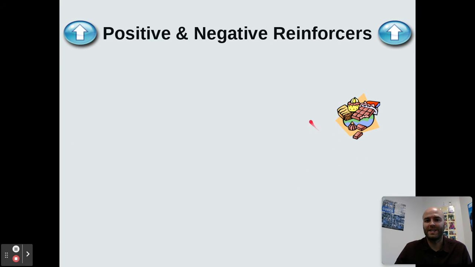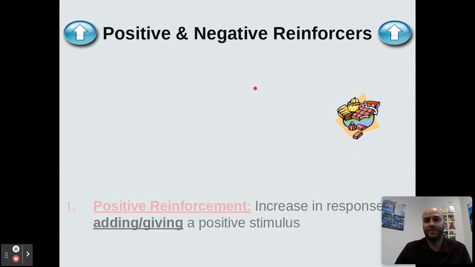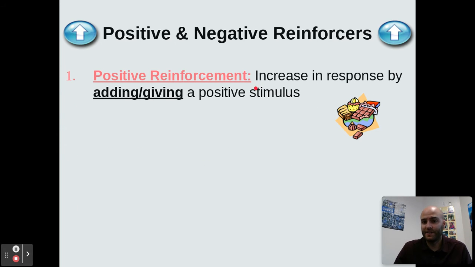Okay, so we have positive and negative reinforcers we're going to get into a little bit more. Positive reinforcement increases a response by adding or giving a positive stimulus. Remember, I just talked about positive and negative, meaning adding and subtracting, not good or bad. Okay, so for example, you get $5 for each A on your report card. That's positive reinforcement. It's going to help you or push you to do that in the future.